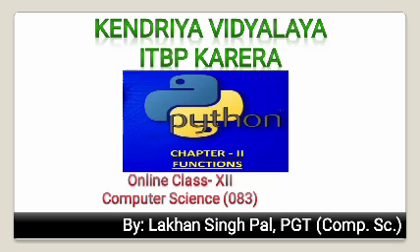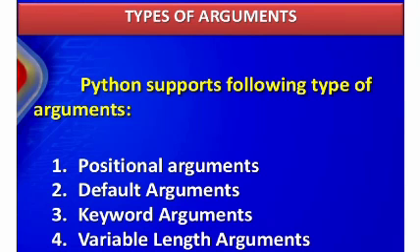Now start with the continuing functions chapter. In the previous lecture we discussed types of functions and different types of arguments. Now we start a revision with the different types of arguments. Here Python supports the following types of arguments. As you know, they are: positional arguments, default arguments, keyword arguments and variable length arguments.